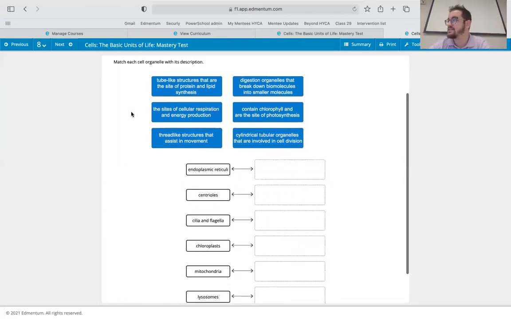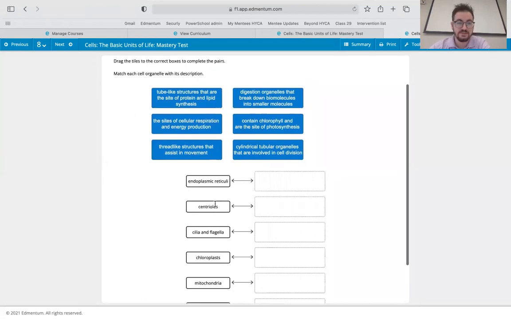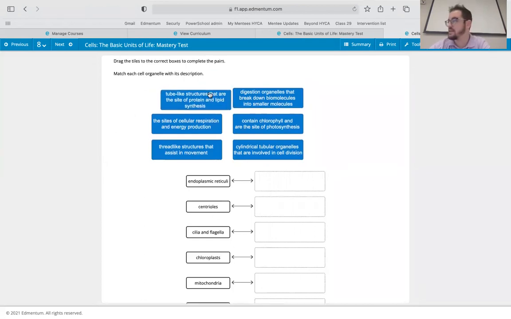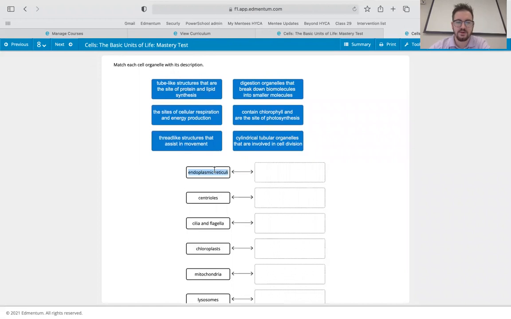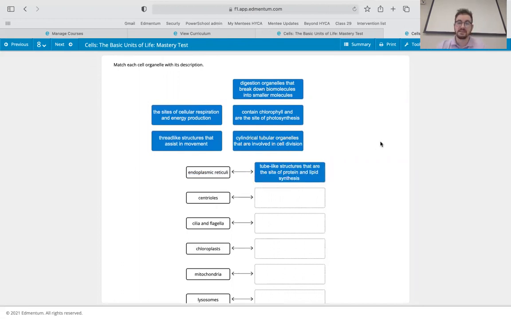All right, so the centrioles are tube-like, oh wait, hold on. Yeah, let's go through this. So let's start with endoplasmic reticuli, okay? Those are these tube-like structures that are the site of protein and lipid synthesis. So the ER is going to make proteins and fats, okay?